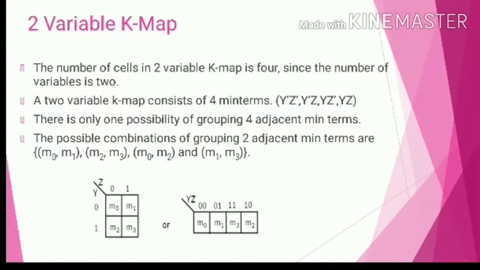There is only one possibility of grouping 4 adjacent minterms. The possible combinations of grouping 2 adjacent minterms are m0, m1 in one pair, m2, m3 in one pair, m0, m2 in another pair, and m1 and m3. So these are the possibilities.